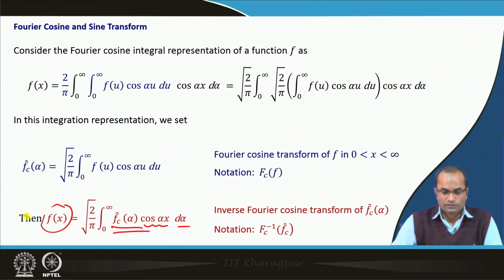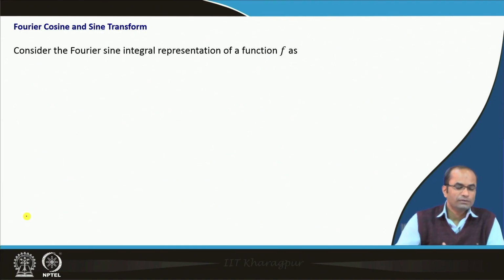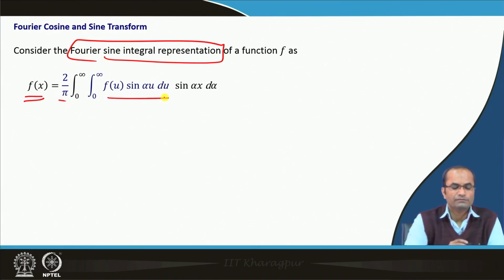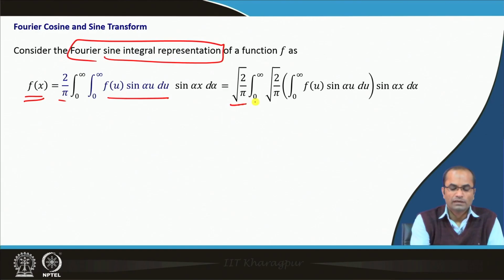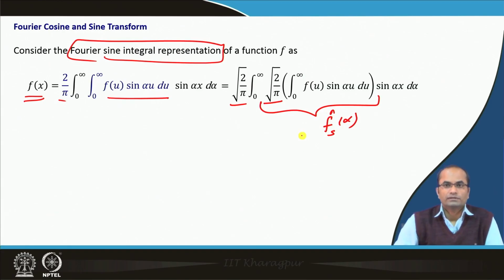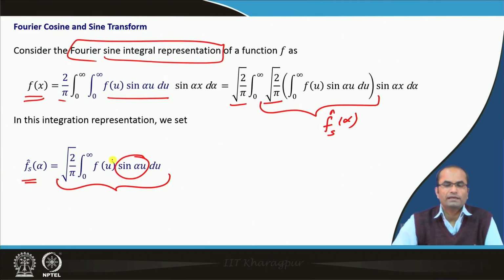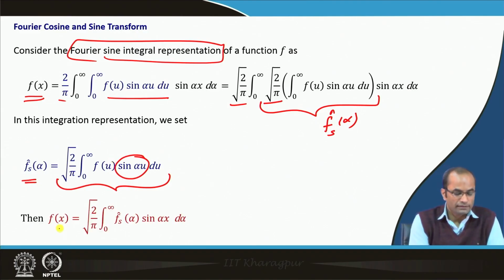the inverse Fourier cosine transform. Similarly, we can also define the Fourier sine transform, and that will exactly come from the Fourier sine integral representation. So, this is, for instance, the Fourier sine integral representation. Again we have a similar split, and this portion we will call f hat s of alpha, and then we can define the Fourier sine transform as well as the inverse Fourier sine transform. So, the Fourier sine transform is given by this integral. Now we have sin(alpha u) instead of cos(alpha u), and f(x).